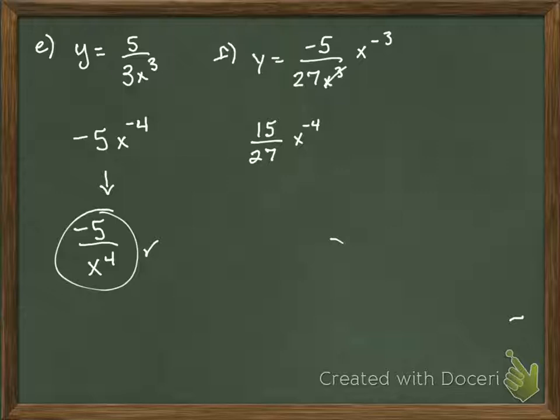Okay, you could also do like negative 3 times negative 5 over 27 and simplify that. Right? And that would be 9.